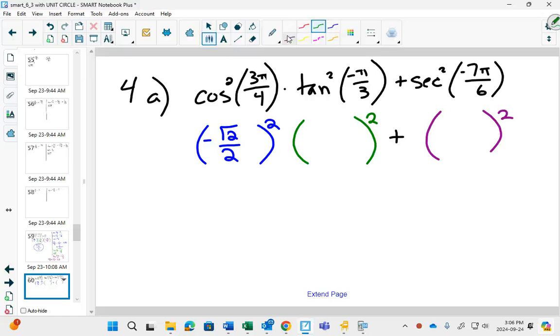Tangent, negative pi over 3. Okay, I know that tangent's going to be root 3. Can you see that negative pi over 3 is in quadrant 4? And tangent is negative in quadrant 4.